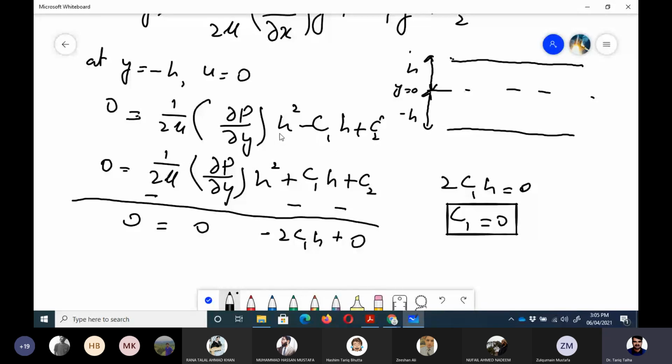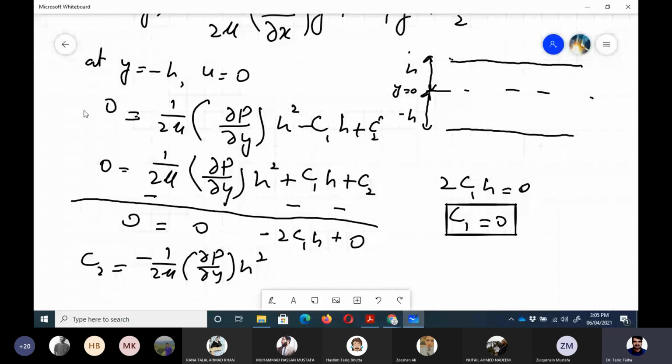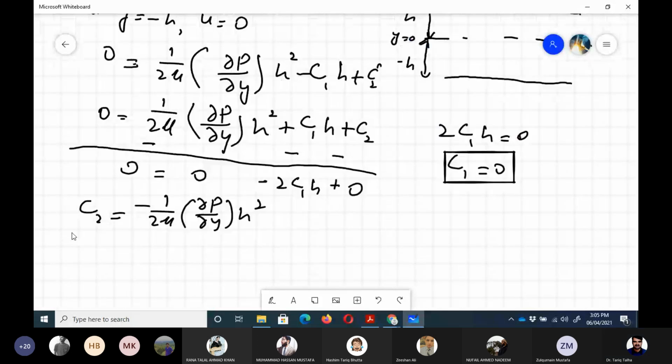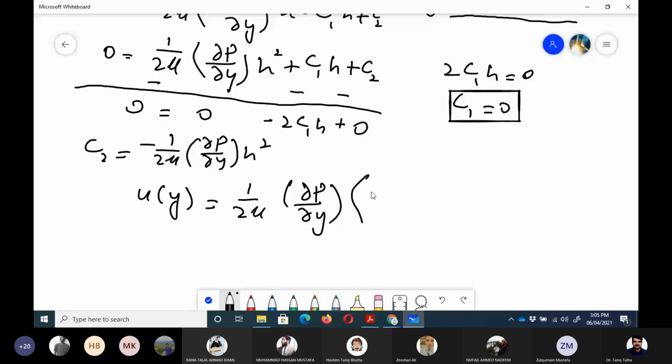And now if we want to calculate C2, we can easily do it, because C1 is equal to 0, so C2 would be equal to minus 1 upon 2 mu partial p by partial x h square. So this is the value of C2. If we put it in the governing equation, we can easily show that u is equal to 1 upon 2 mu partial p by partial x into y square minus h square.